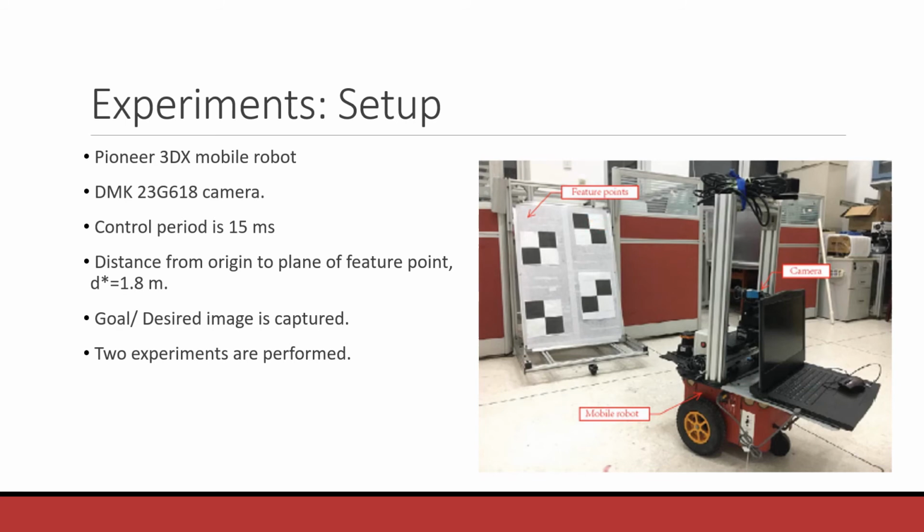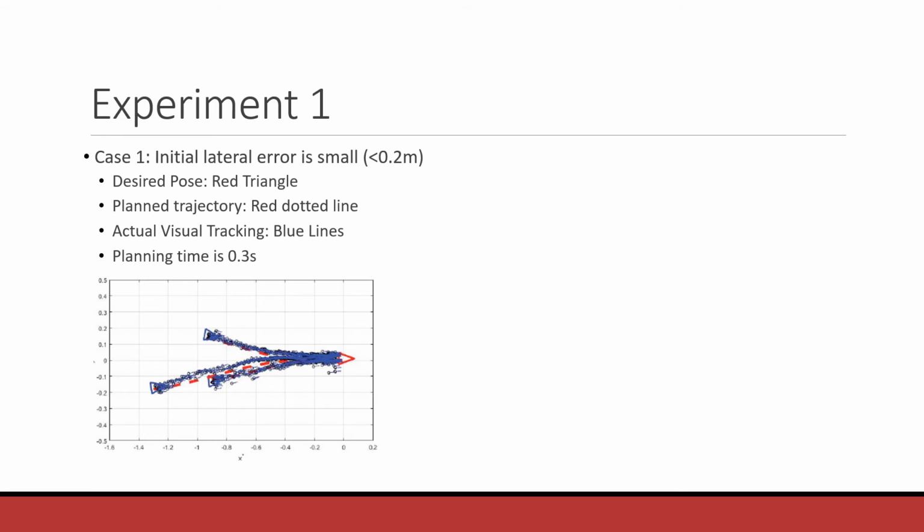We'll be discussing mainly two experiments, so let's jump into them. Experiment one shows the effectiveness of the approach. That's the goal of this experiment. The first case shows an example where the lateral error is less than 0.2 meters in the Euclidean space, and that translates to around 0.36 meters in the real world.